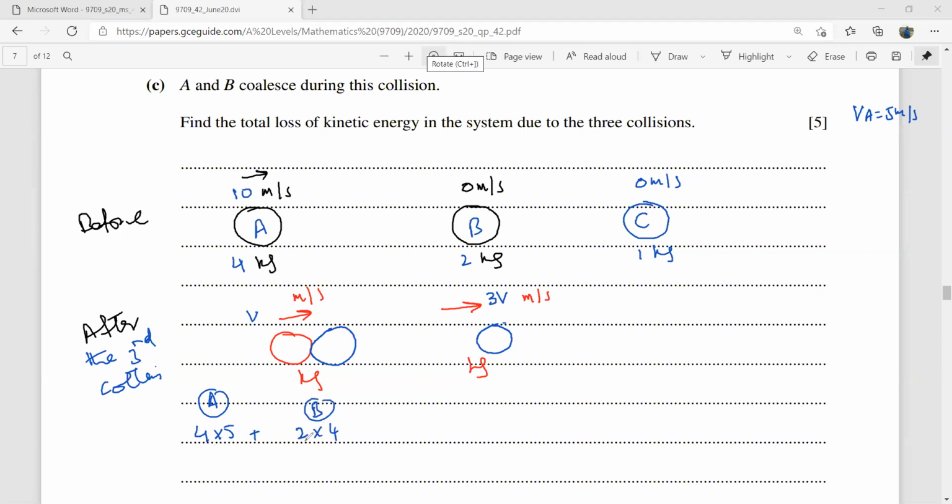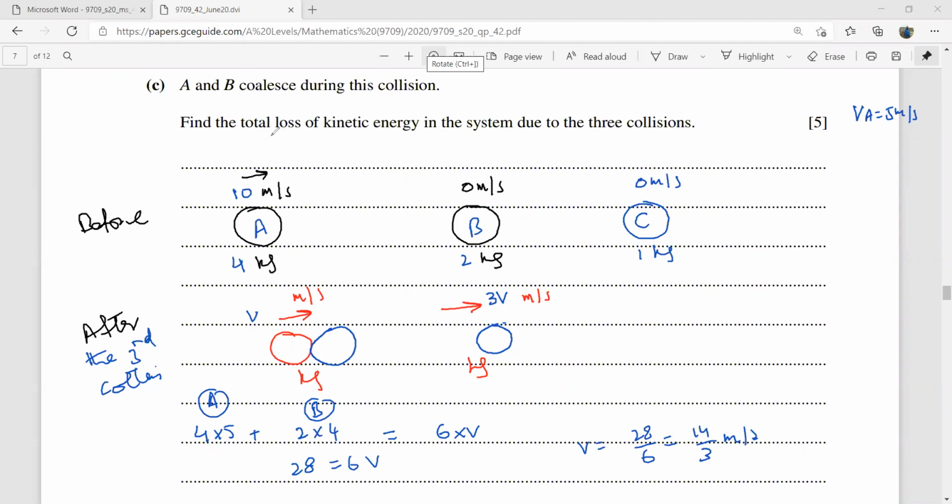The momentum of A and the momentum of B. And now they have coalesced. So they have a total mass of 6 kg. And we assume that their speed is V. Okay, this is 28 and this is 6V. So they have a collective speed of 28 over 6, that is 14 over 3 meter per second.